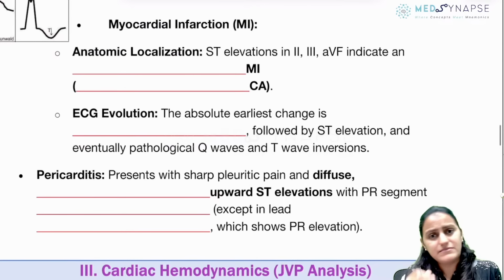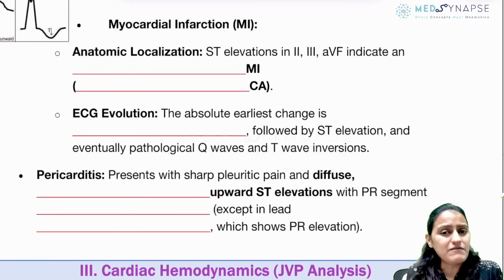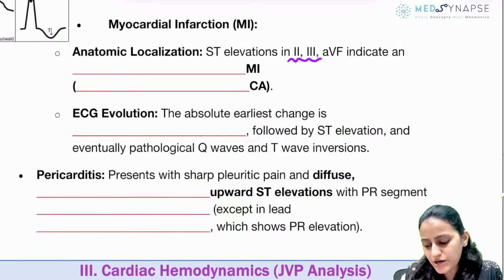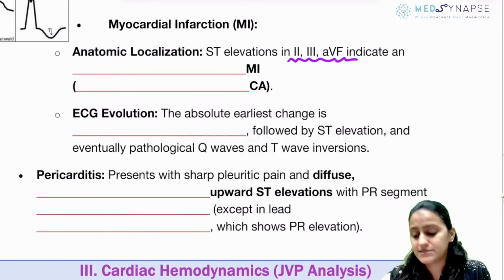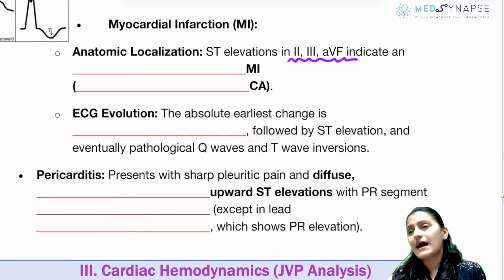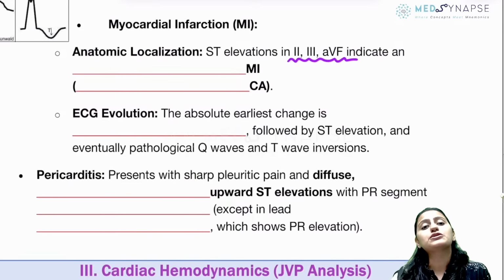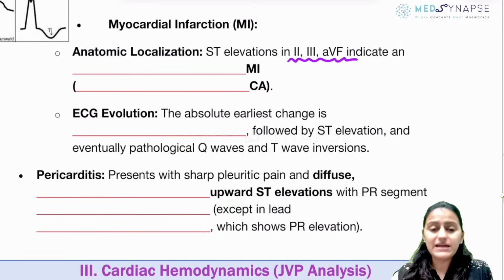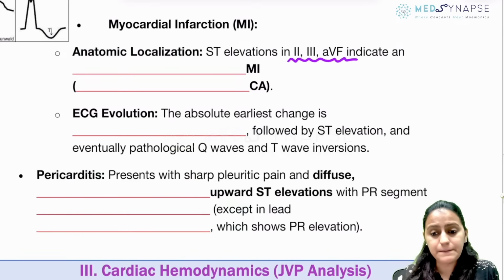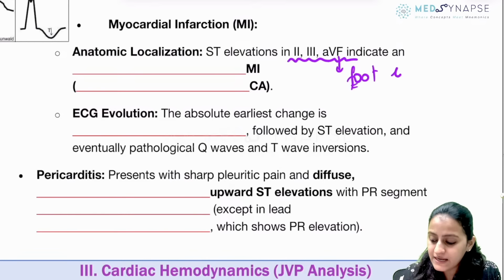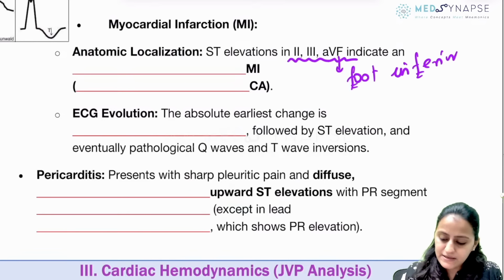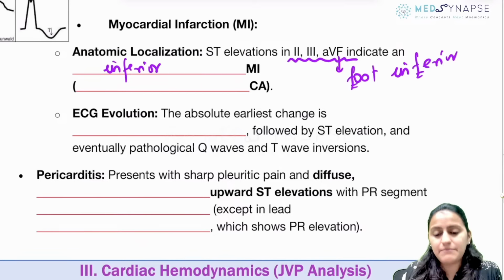Going to MI, I'm not going into the entire detailed topic of MI, we have discussed it in SureShot, but tell me the most important. If you see ST elevation in the leads 2, 3, AVF, then it is what wall MI? Anterior, anterolateral, is it inferior? Remember AVF, F for the foot. Foot, where is the foot present in the body? Inferior.